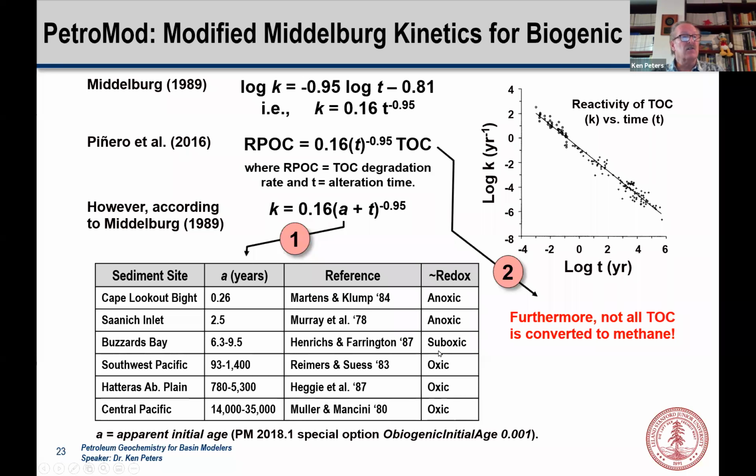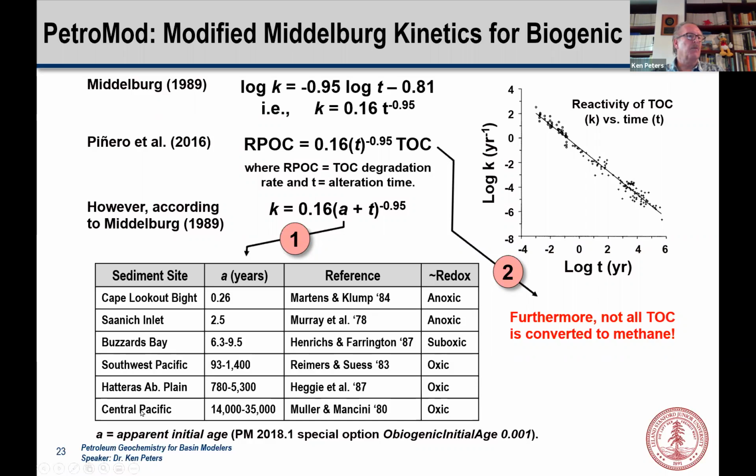I added this fourth column here. From these papers, I know all of these depositional environments can be described in gross terms as being anoxic or oxic. Saanich Inlet, present day, or Cape Lookout Bight, these are strongly anoxic sediments. The water column is oxic, but the sediments themselves have very low Eh, with the concentration of oxygen below 0.5 milligrams per liter, so very low, basically oxygen absent.